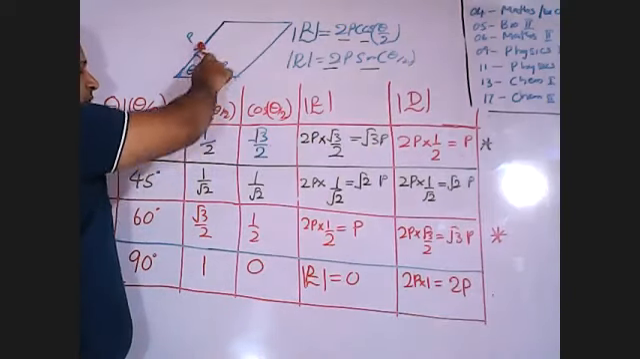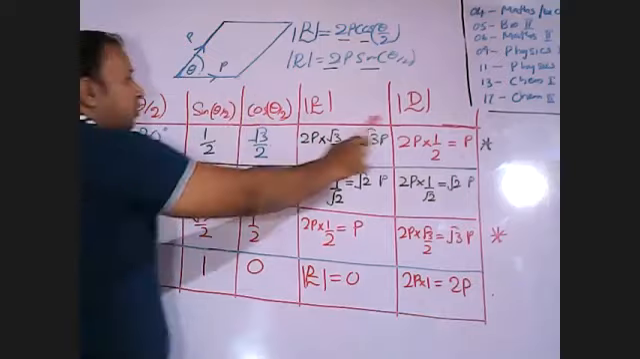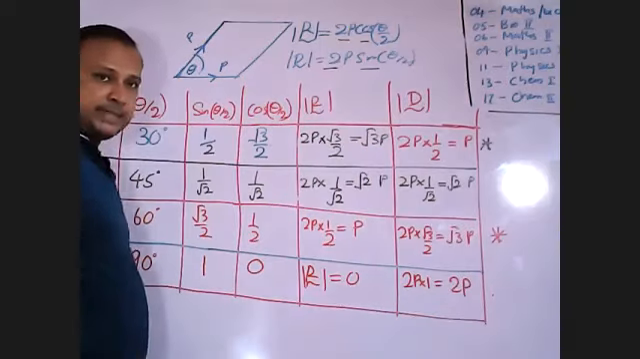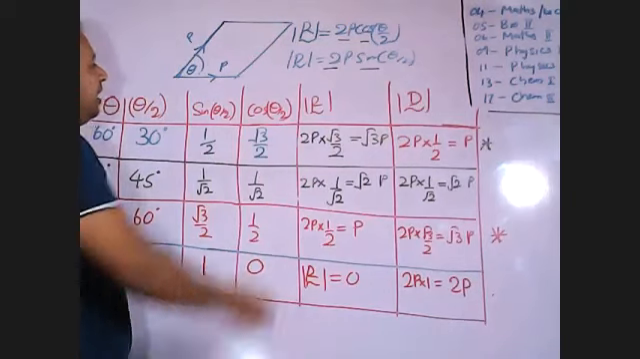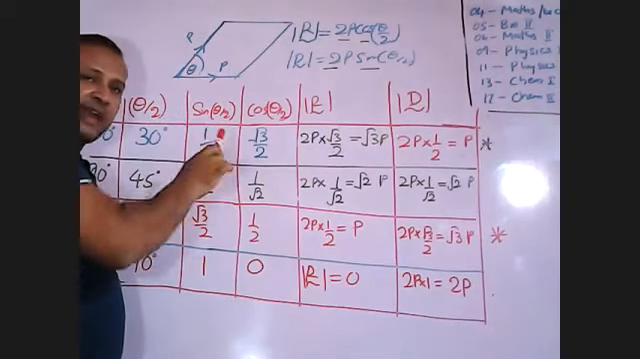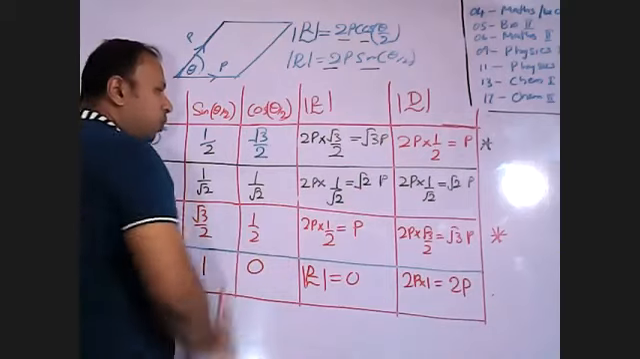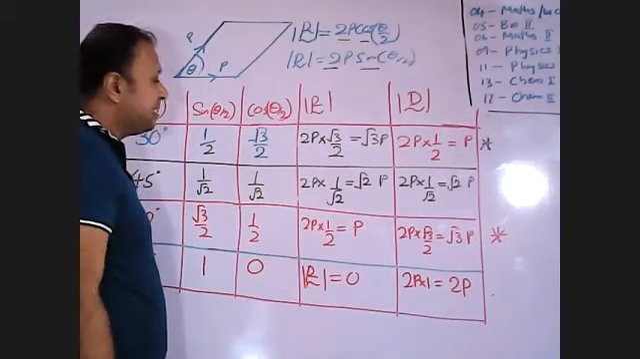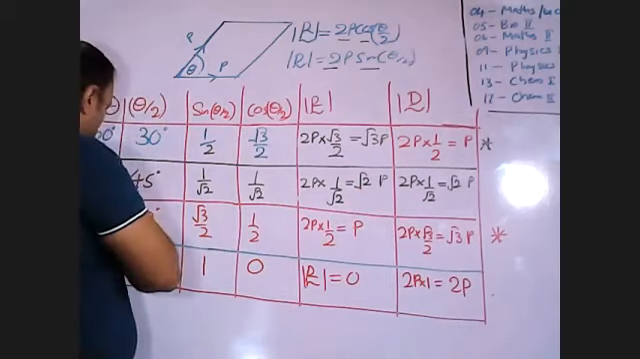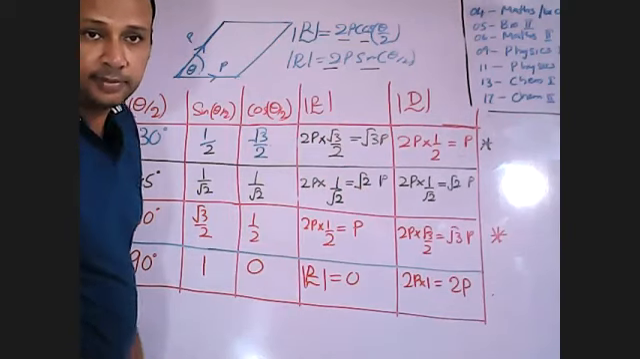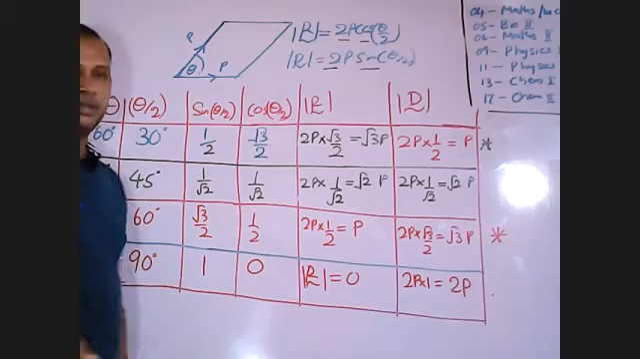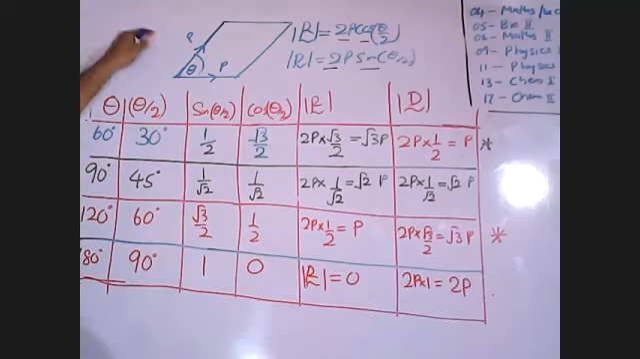If there are two equal vectors and the difference is equal to one vector, then the angle will be 60. If there are two equal vectors and the resultant is also equal to one vector, that means the angle is 120. This is the summary. Note it down.